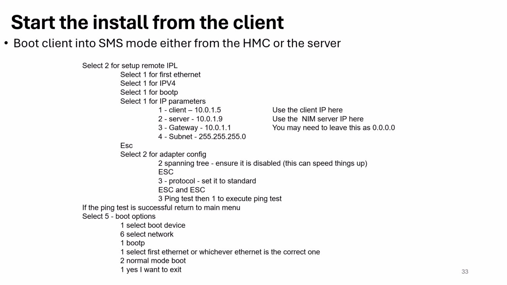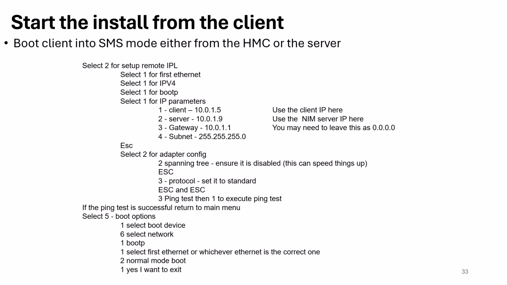Okay, so we've checked everything and now we're ready to do the install or the restore. The first thing is we boot the client into SMS mode from the HMC. You could do it from the server, but it's a lot harder, so just do it from the HMC. We select option 2 for set up remote IPL. Now in this case I'm selecting the first Ethernet, but you need to check that you have the correct Ethernet port for the access port that you're going to install over.